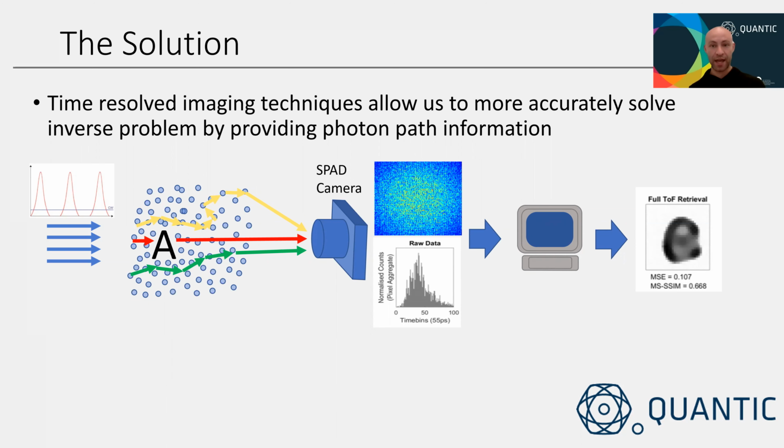So the photons which exit the scattering medium are detected by a SPAD camera. And this gives us a series of time histograms. And these time histograms allow us to distinguish between different paths taken by photons through the medium. These paths contain information about the object's shape. So passing the two pieces of information, the spatial distribution of light and the time histograms, to a computer, we are able to reconstruct an image of the object through a very thick scattering medium.